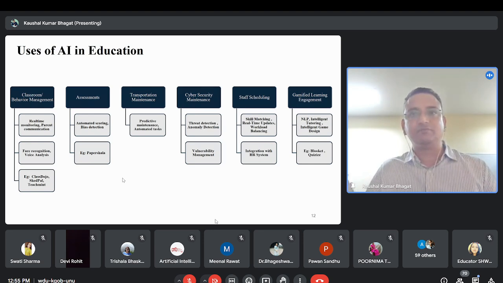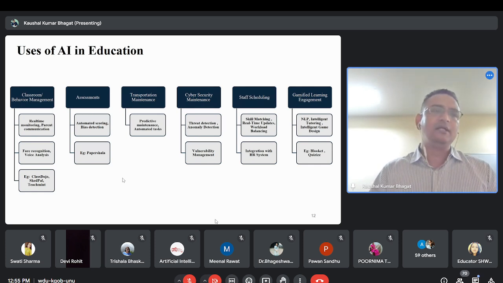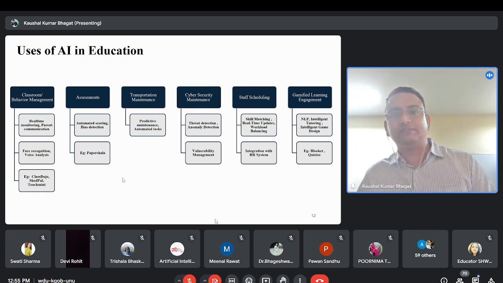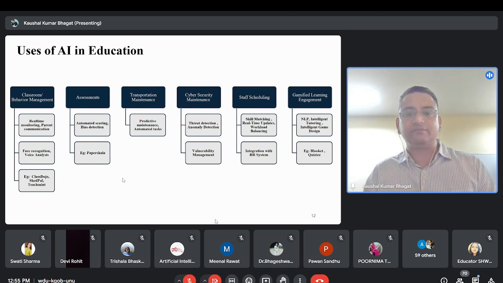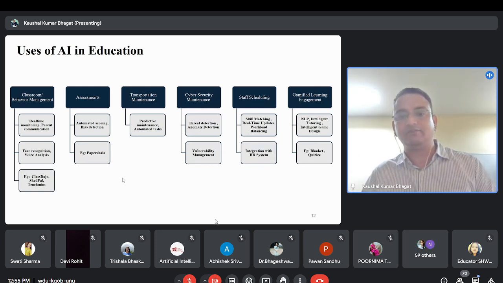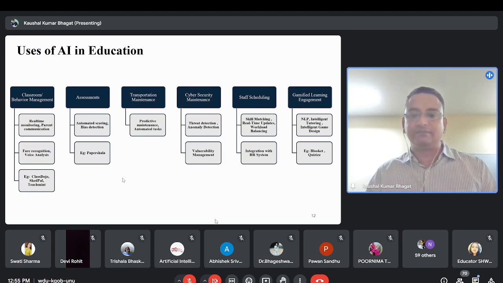Transport maintenance, like predictive maintenance. You have the school buses, and sometimes you will find that school buses have some issues. So artificial intelligence could be used for the logistics also. Then cyber security maintenance. Many times we are using some of the platforms, the students are also using some platforms, so a lot of issues, cyber security issues, are there. So blockchain technology could be implemented for the cyber security.